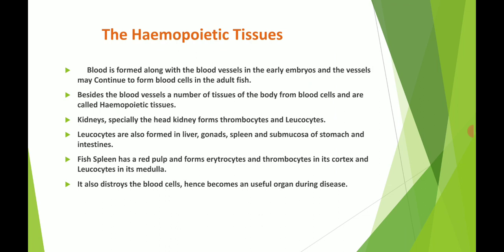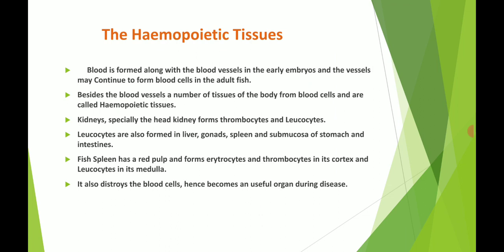Leukocytes are also formed in the liver, then the gonads, then the spleen and the submucosa of the stomach and intestine. The fish spleen has a red pulp and forms erythrocytes and thrombocytes in its cortex and leukocytes in its medulla. It also destroys the blood cells, hence becomes an unusual organ during diseases.